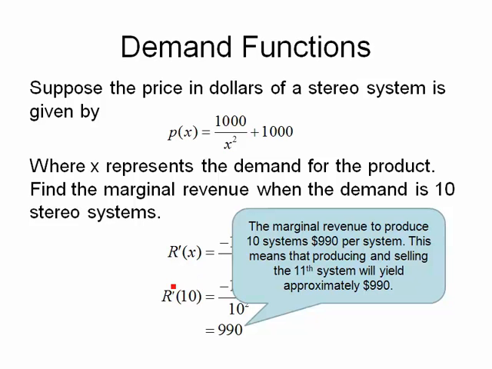Remember, we're doing slopes here, so the slope on this will be dollars per system. This means that to produce and sell the 11th system, one more, is going to yield us approximately $990 in revenue.